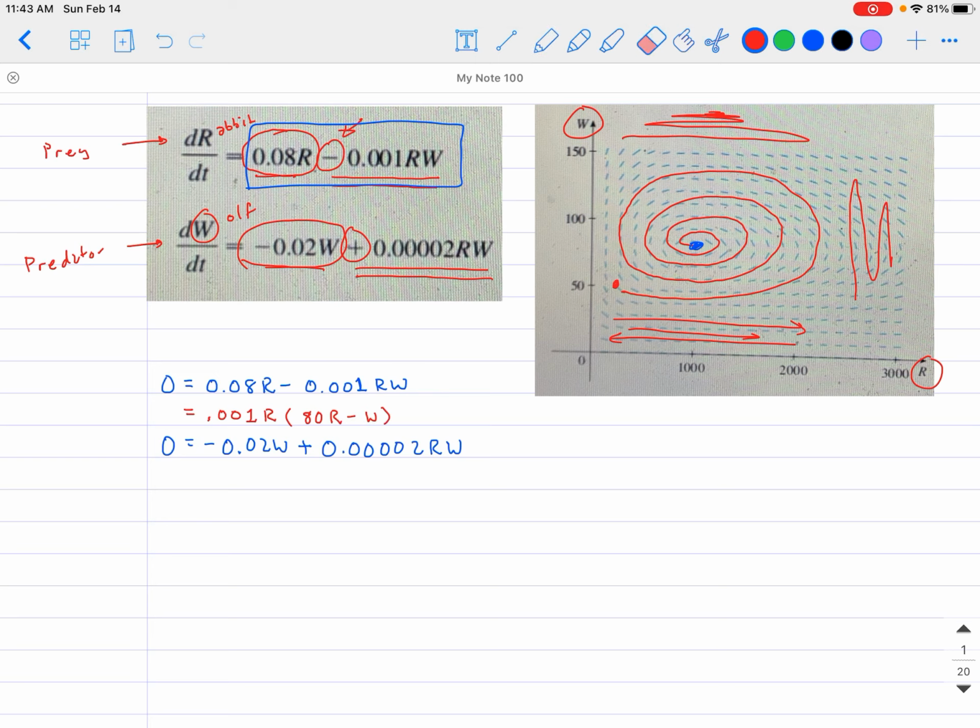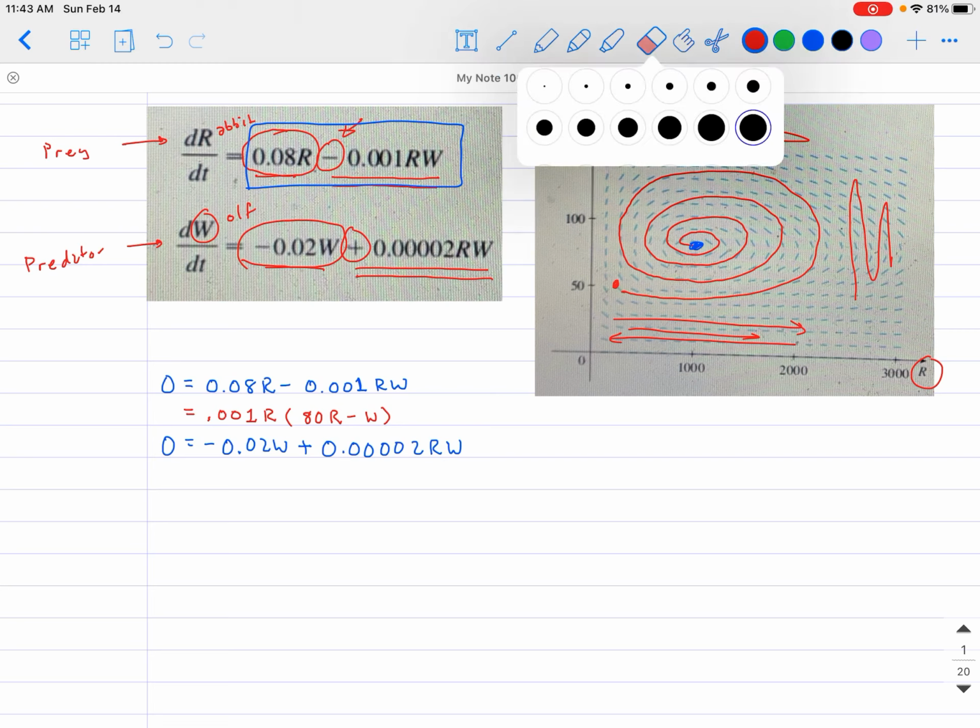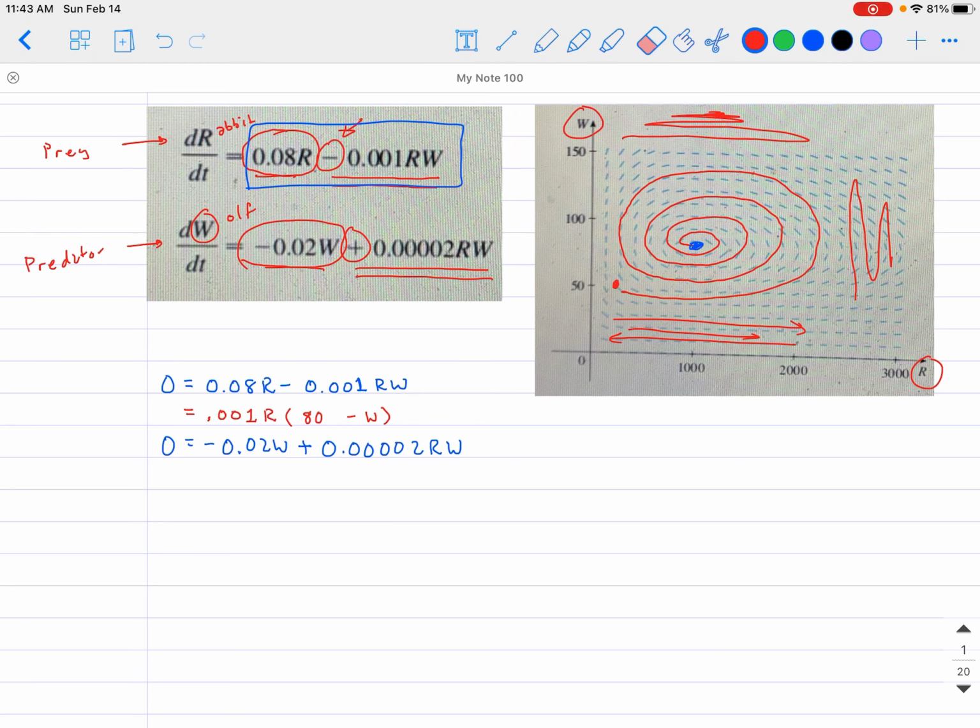Okay, actually, no, not the r is going to be factored out. So let me take that out. So this guy right here is just going to be 80 minus w. And for the bottom part, we're going to do the same thing. Maybe what we can do is factor out the big term with a bunch of zeros, 0.00002, and then we can factor out a w in this case. And what we have left in there is going to be negative 1,000, and then plus r. Okay, so those are going to be my factored form.